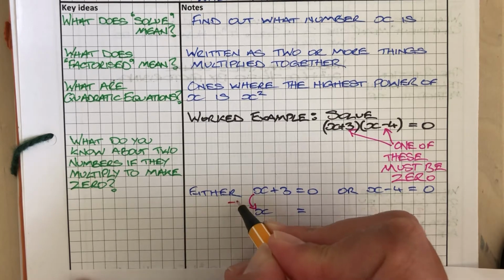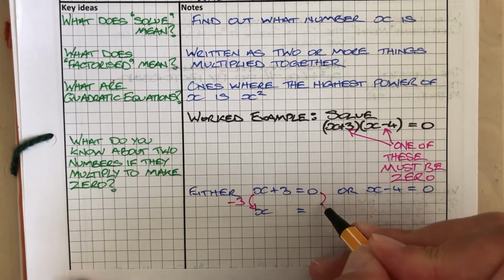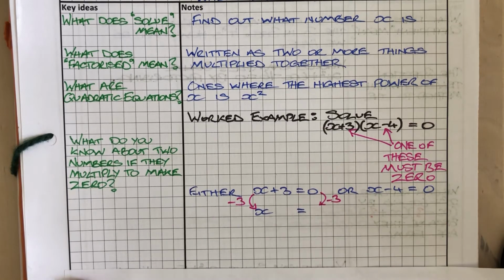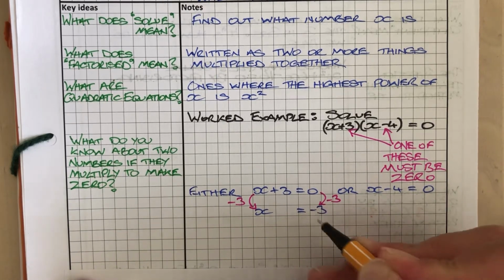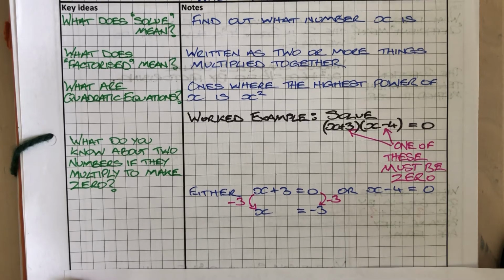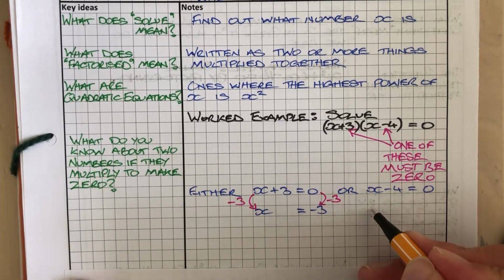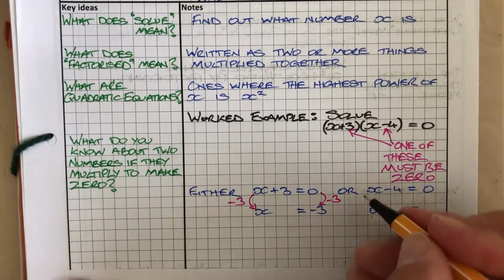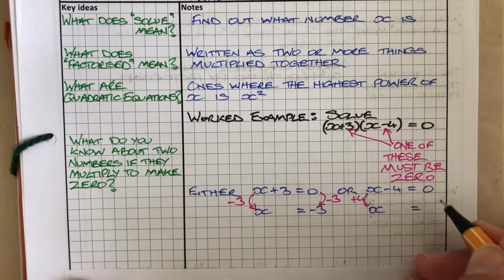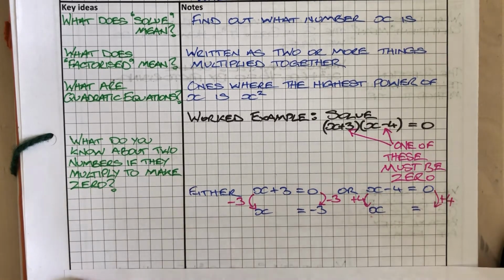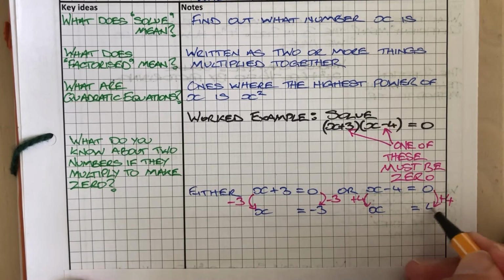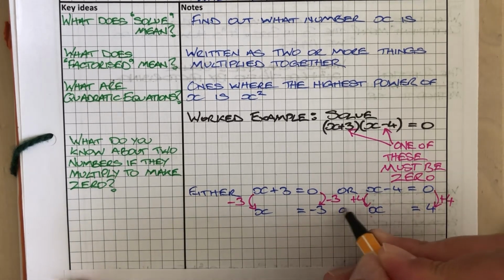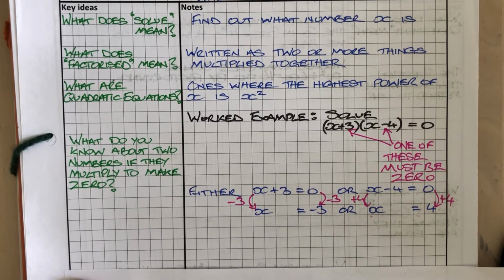Get rid of add 3 by taking away 3. If you do it on one side, you must do it on the other side. Okay, using the same methods as we did on linear equations, and we get x is negative 3. Same thing here, don't want x, take away 4, I want just x, so I've got to get rid of the take away 4. How? By adding 4 to both sides of the equation. So x is negative 3 or x is positive 4.